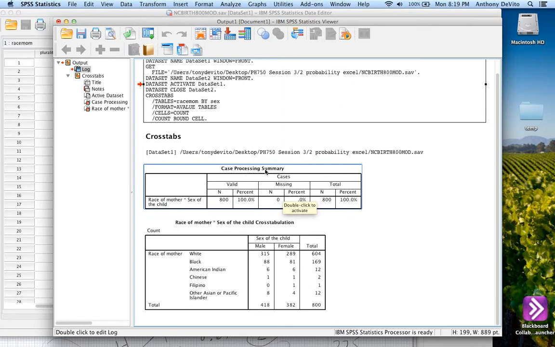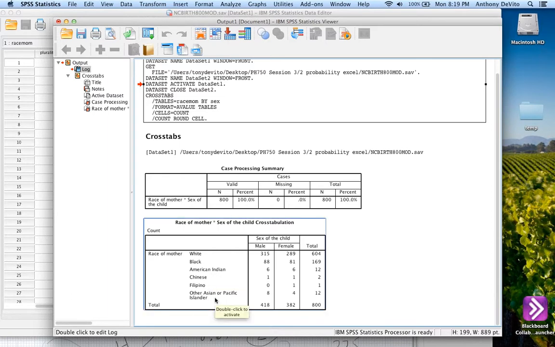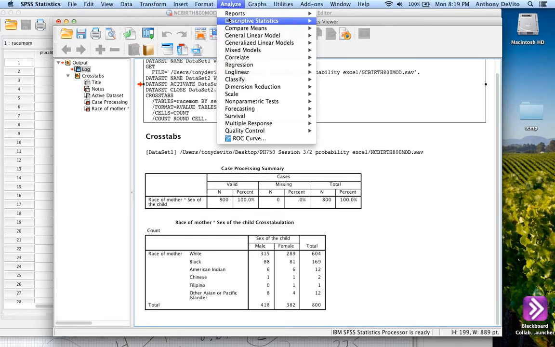Okay, it finishes the case processing summary. It found 800 cases, none missing. There was no data missing. And look what it found here. It found the number of white, black, American Indian, Chinese, Filipino, and so on and so forth. I noticed that, hang on a second. Let me see if there's another variable there that's the race of the mother also.